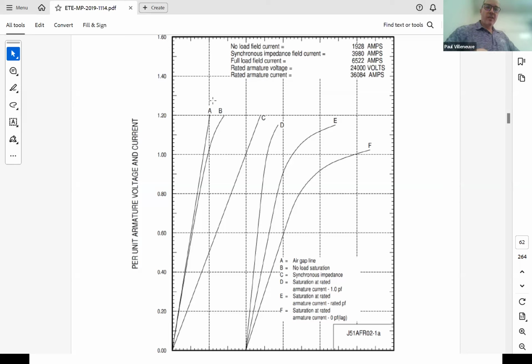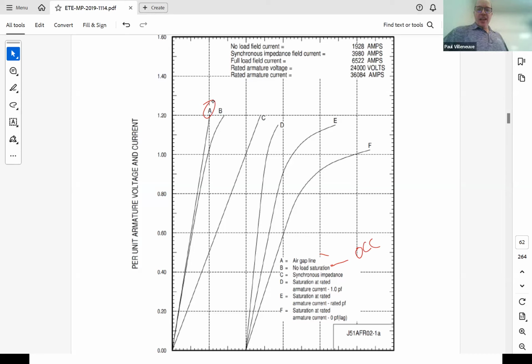What do you know? A is our air gap line. Take a look at the legend. Look at B. B is our no load saturation. So that's under no load. This is another way to say open circuit characteristic. You actually have the open circuit characteristic shown on this machine. Let's keep going. Synchronous impedance. That's just a parameter that talks about X_S. You don't have to worry about that.